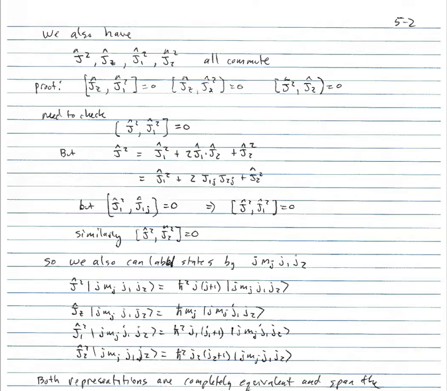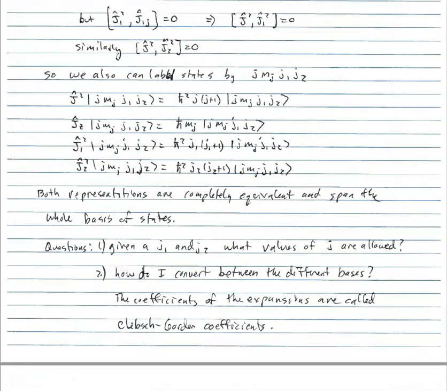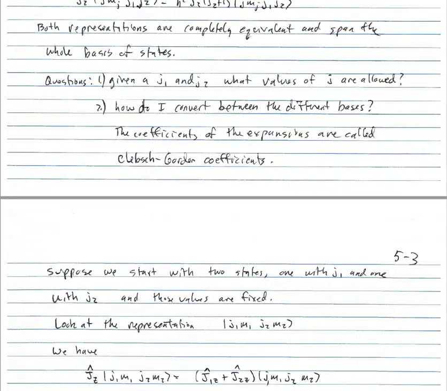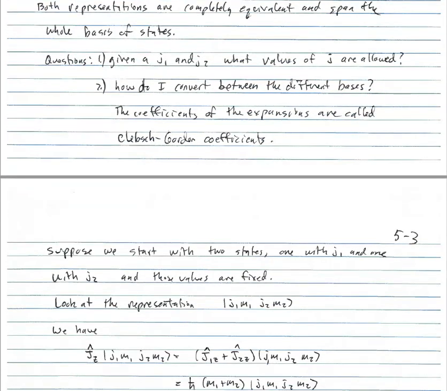Now, both of these representations are equivalent to each other, and they span the whole basis of states for angular momentum. And that gives rise now to a couple of questions. Given a j1 and a j2, what values of j are allowed? And second, how do I convert between the different bases? Because these are two equivalent bases, I can write any state that corresponds to the total angular momentum between these two objects in terms of these different basis states. There should be a conversion from one basis to the other basis, and the coefficients of those conversions are called Clebsch-Gordan coefficients.